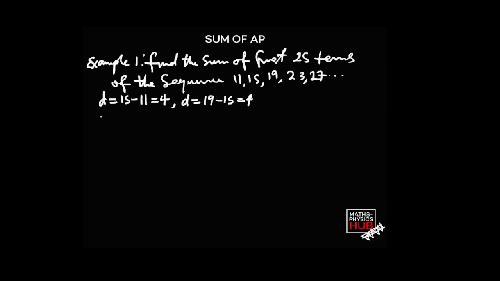Now, the next thing you need to ask is what is the first term of this AP? What's the first term here? 11. Write it down. The next question you want to ask yourself is the sum of how many terms are we looking for? The first 25. So it means that n is going to be 25. Now, the third question, which is the last question you want to ask yourself, is: is this a sequence that is infinite or a finite sequence?